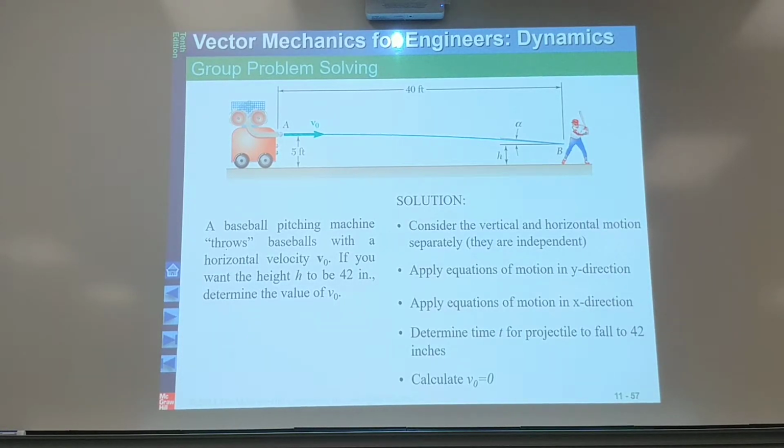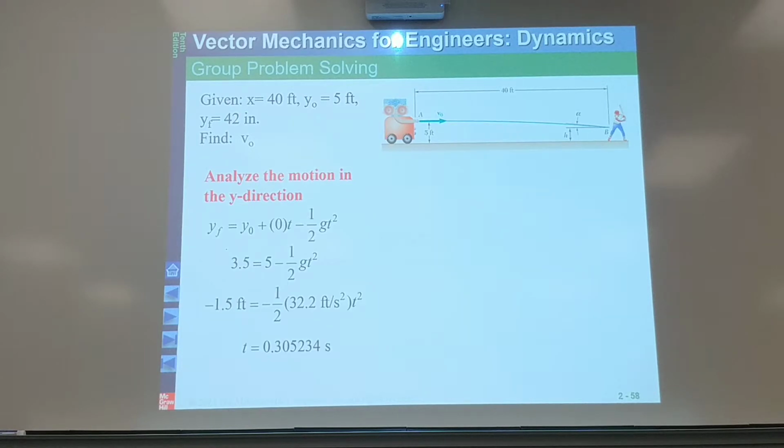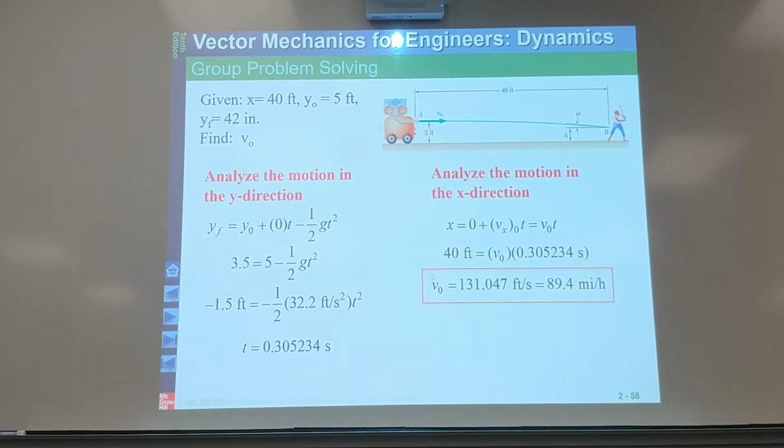So this is another example. I'll let you look through that example, but basically again, you're just figuring out what you have and then solving for what you need. So in this case, again, you could solve for the time, which you do quite often, and then in the x direction, you can figure out what your initial velocity is.